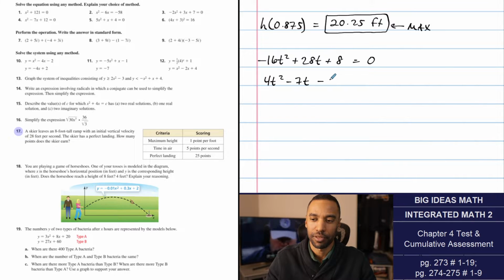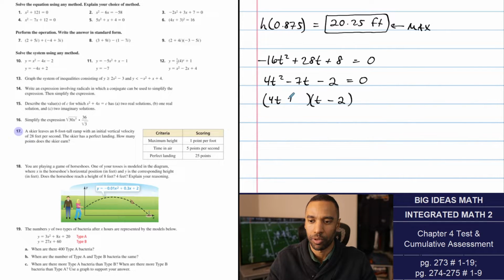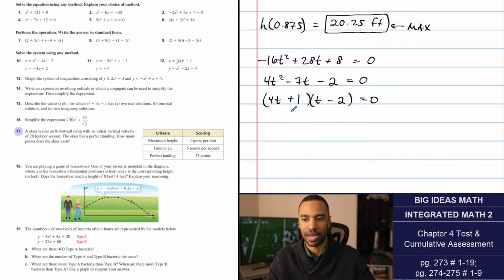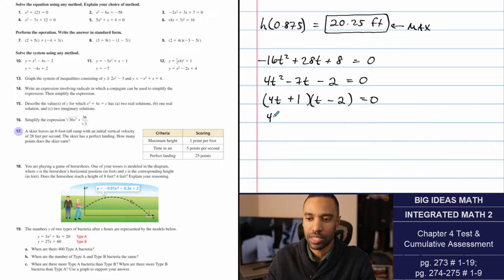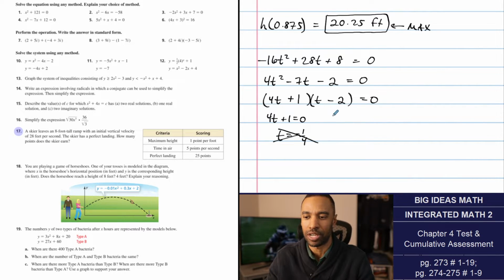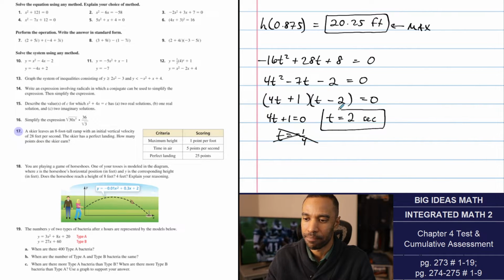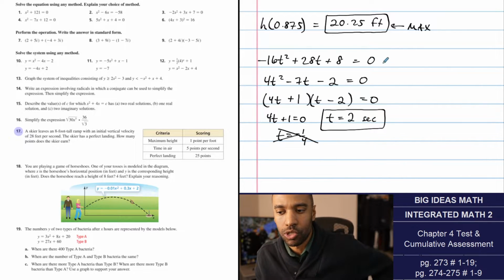And thankfully for us, this is factorable. So 4t and t, we get a minus 2 and a plus 1. Negative 8t plus 1t is negative 7t. So we set these equal to 0. You get t is negative 1/4 here. We can ignore that time, it's negative, that is pre-jump. Here t equals 2. That is the time the skier's in the air for: 2 seconds.